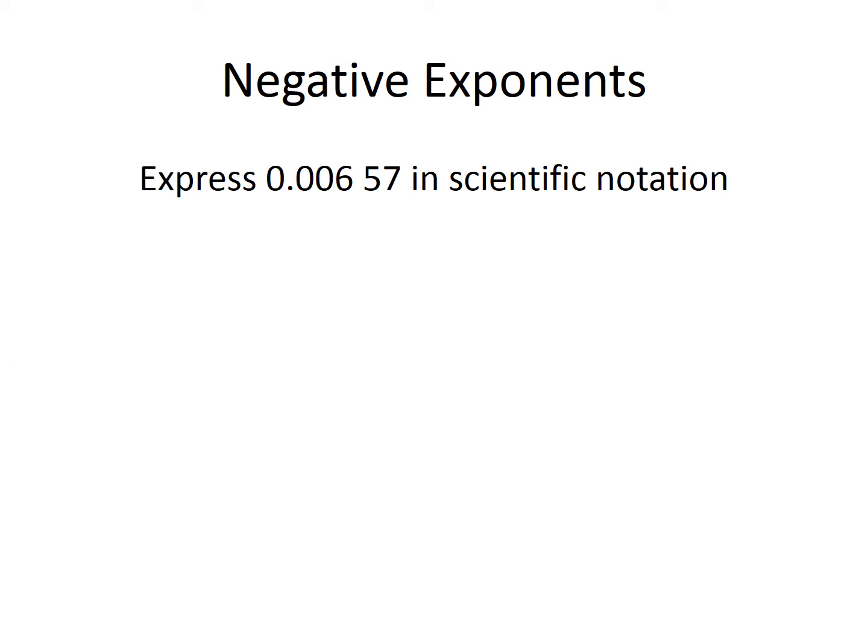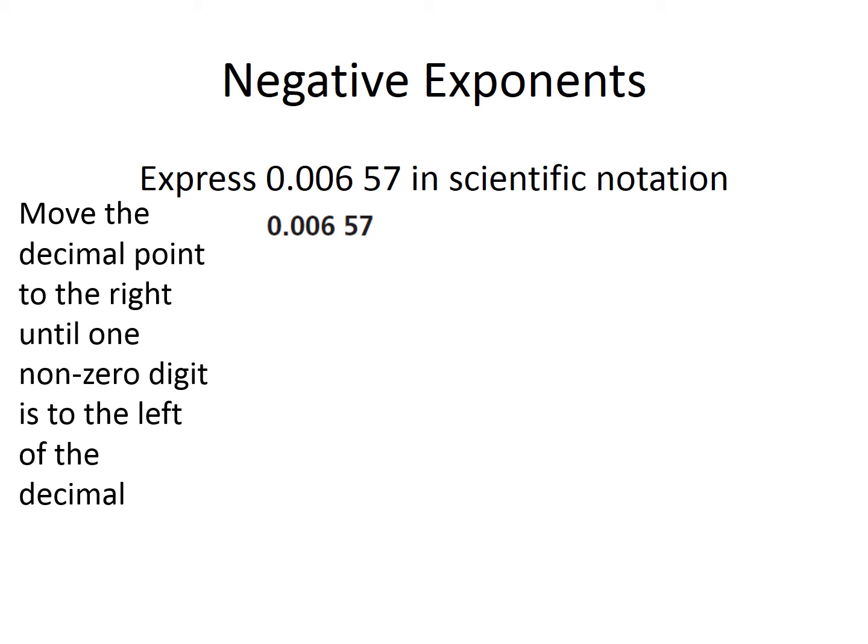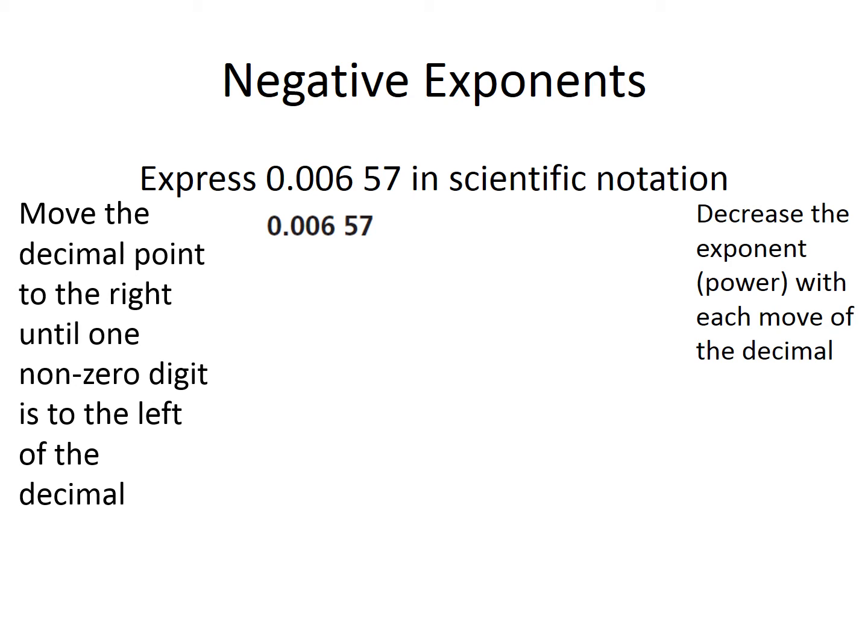If you have a number that is less than 1, and you have to express that in scientific notation, you'll end up with a negative exponent. Here in this example, we're expressing the number 0.00657 in scientific notation. We start with the number. We're going to move the decimal point to the right until there is a non-zero digit on the left of the decimal. As we do that, we're going to decrease the exponent, or the power, with each move of the decimal.